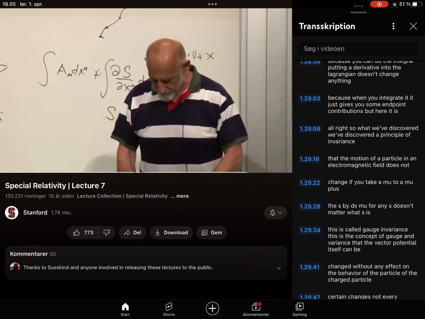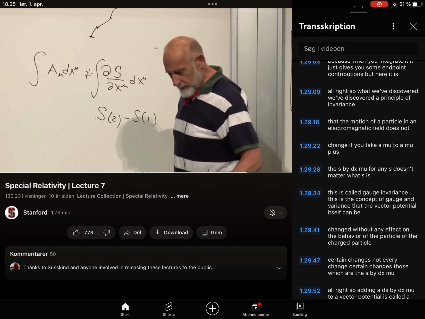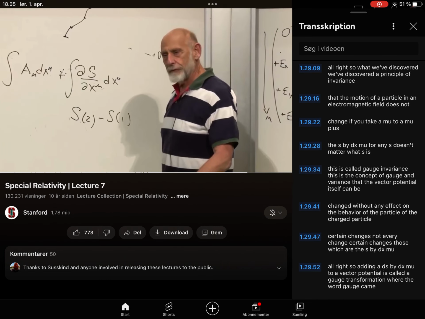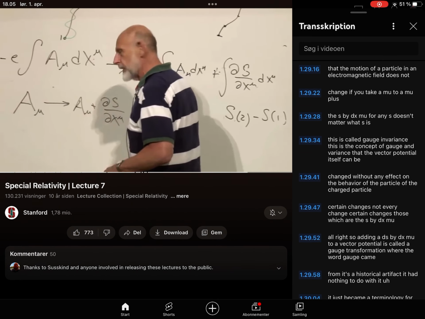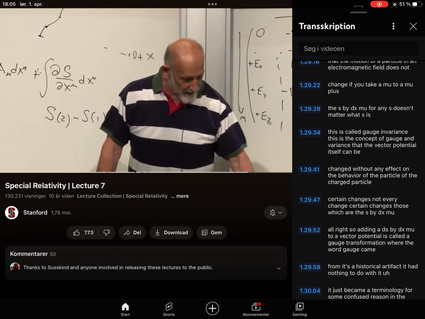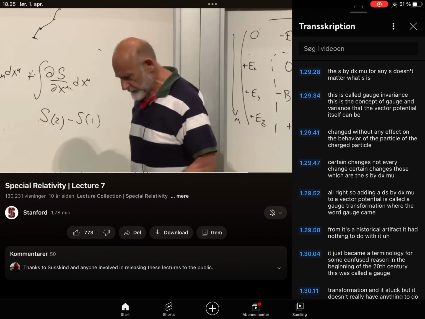Where the word gauge came from, it's a historical artifact that had nothing to do with anything. It just became a terminology for some confused reason in the beginning of the 20th century. This was called a gauge transformation, and it stuck, but it doesn't really have anything to do with gauges. Gauges meaning things that measure length. That's what it had to do with.